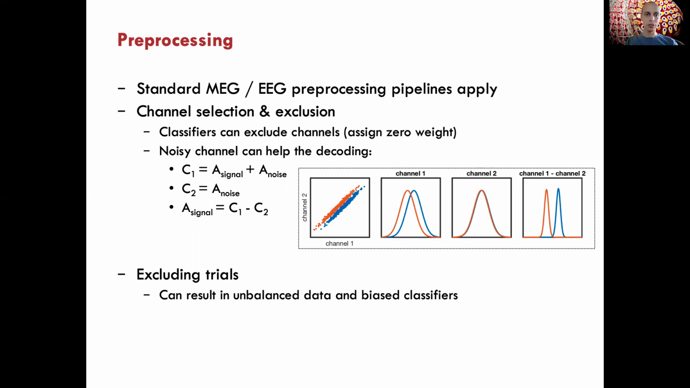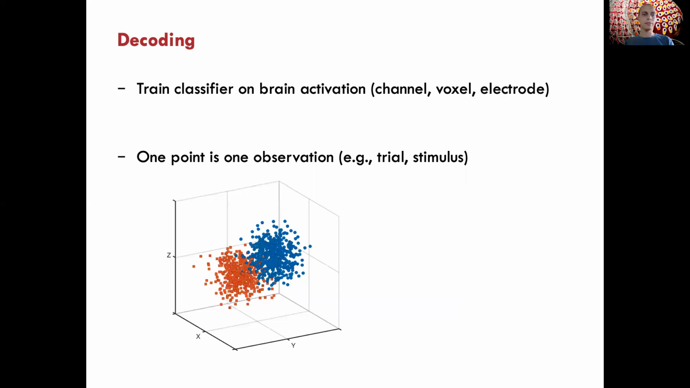Now, after you pre-process your data and you epoch your data into trials, we train a classifier. And here I illustrated the activation space in channel space. So here is a three-dimensional picture where each dot reflects a single trial in our experiment. So we have red and blue trials in our experiment as an example. And each point here is the activation on 3 channels.